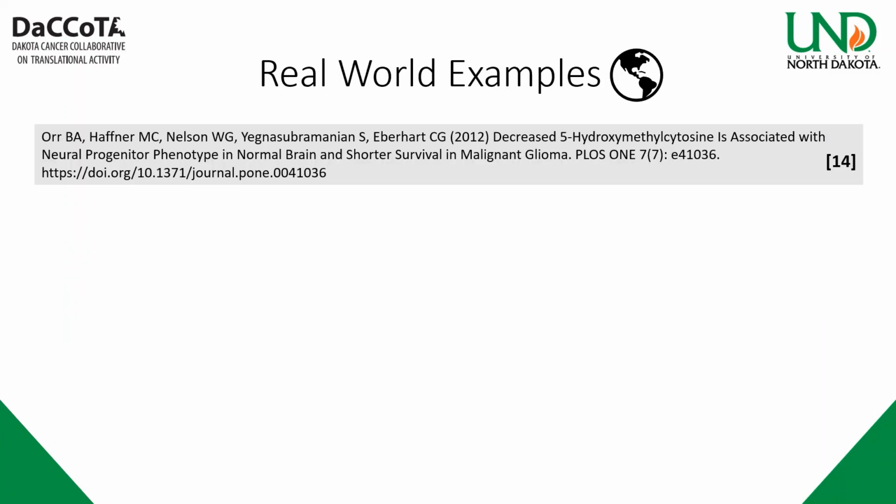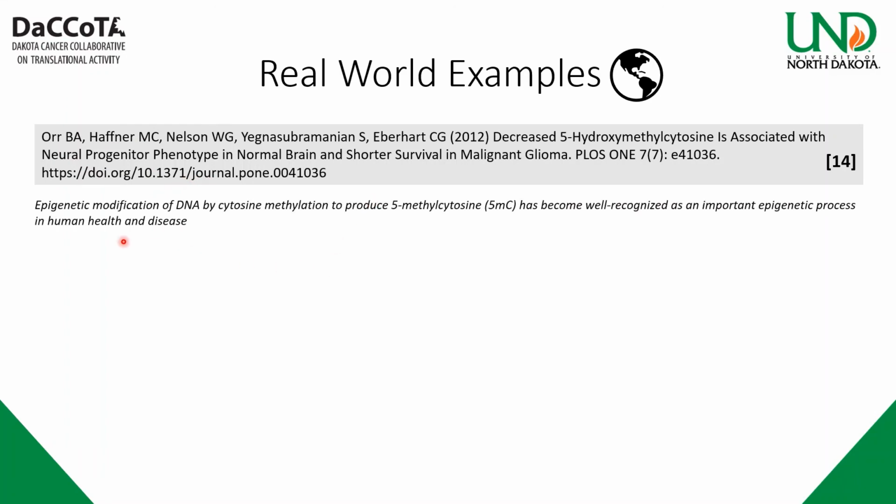So enough of me spouting out things. Let's take a look at some real-world examples of papers that actually use survival analysis. Our first one here, by Orr et al., looks at a chemical associated with neuroprogenitor phenotype in normal brain and shorter survival in malignant glioma. What they did is they looked at epigenetic modification of DNA by cytosine methylation. Apparently it's an important process. What they found was a significant relationship between low levels of this 5-hmC and reduced survival.